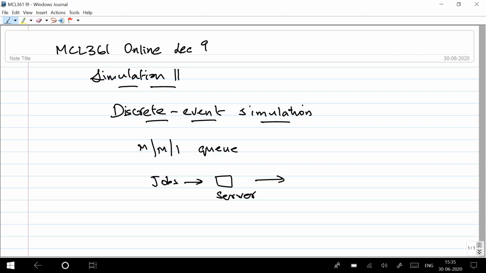The distribution of interarrival time of jobs is exponential. The process rate is Poisson, which means the process time of the server is exponential, right? So if you want to simulate the operation of this system, the best thing to do is to conduct a discrete event simulation. Okay, and I'll tell you why.